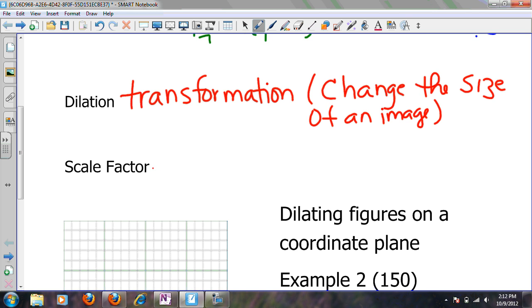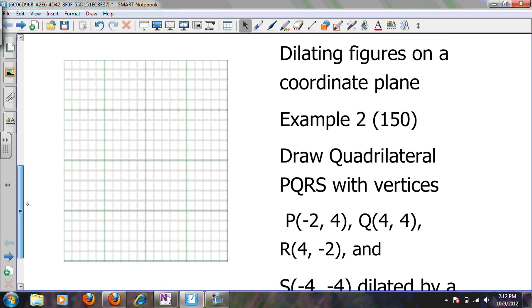The scale factor is the ratio of change. It's what we're going to multiply or divide the figure by. So if you want to look in your textbook as we do this one, this shape is example 2. Dilating figures on a coordinate plane. Page 150. Let's draw the quadrilateral.